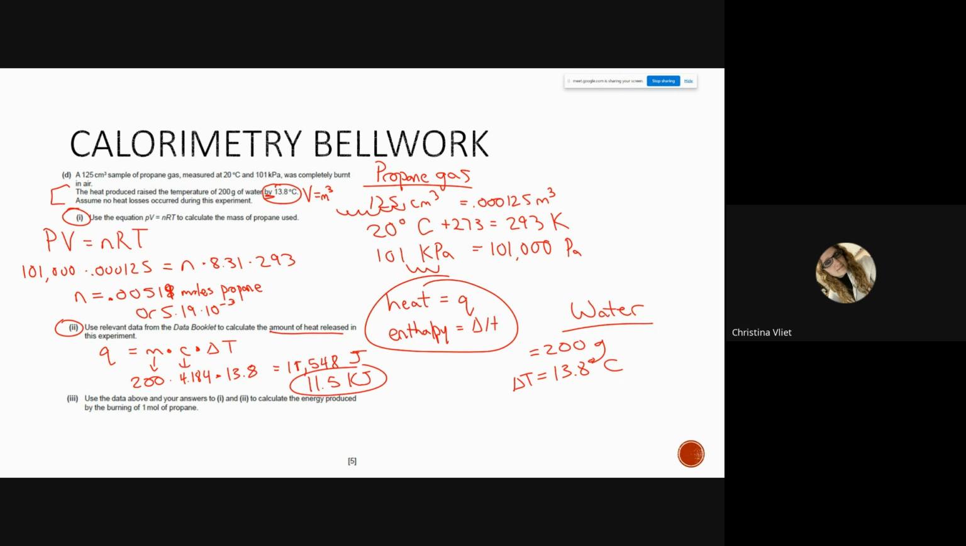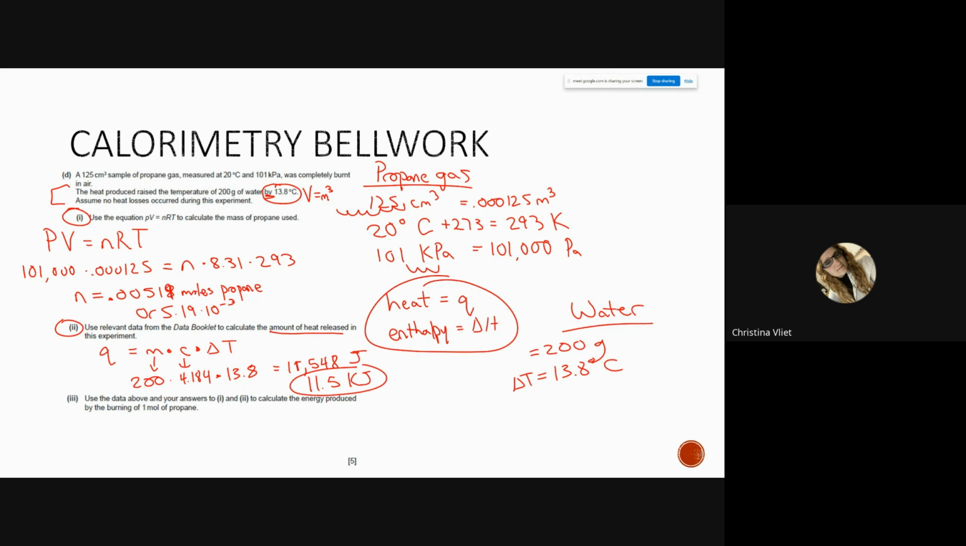Did it have to be in kilojoules or could you have left it in joules? I could have left it. You can leave it in joules. Next. Last question.